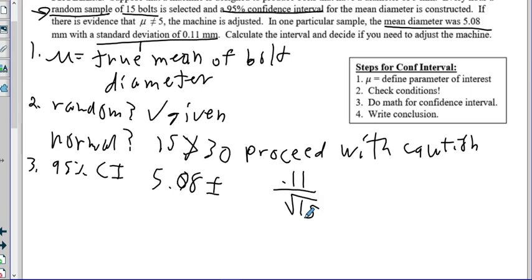Now remember, we're going to look for degrees of freedom. So the degrees of freedom is n minus 1. So 15 minus 1 is 14. So we look at our chart. We go down the left side to 14. And we go over to a 95% confidence interval, which is at the bottom. Okay? So we get 95% confidence interval. We go up to degrees of freedom of 14, and we find 2.145. And we write that right in here.